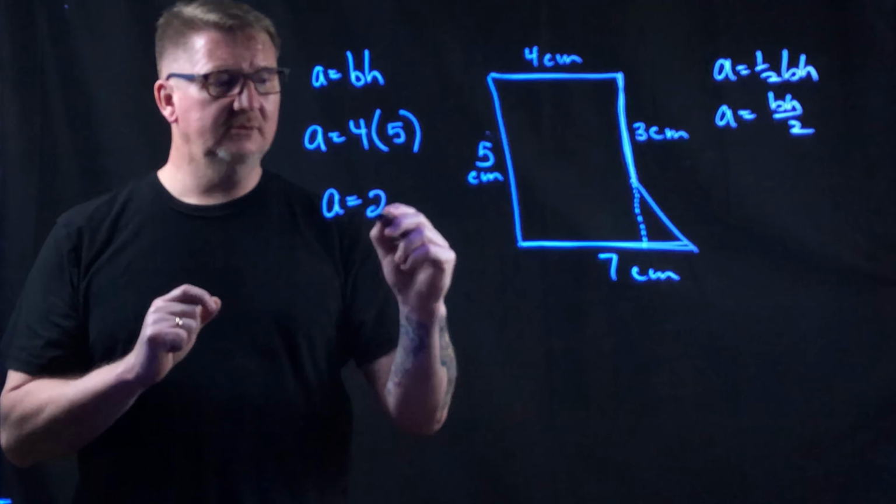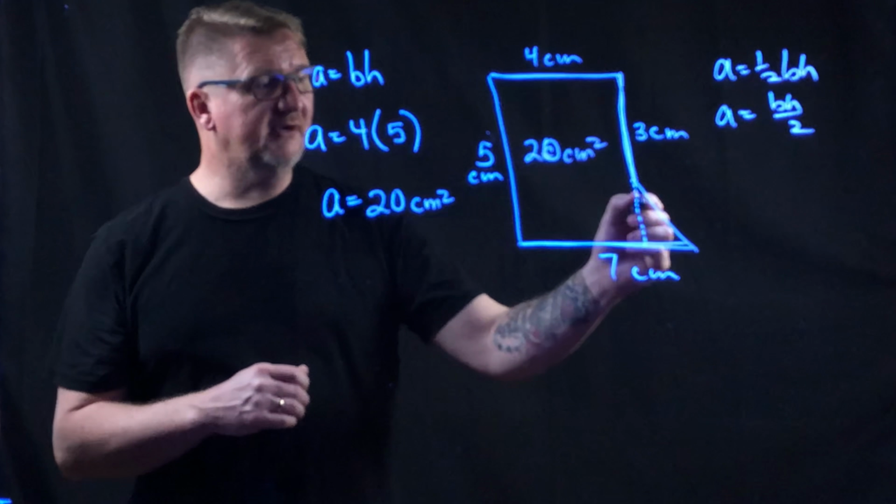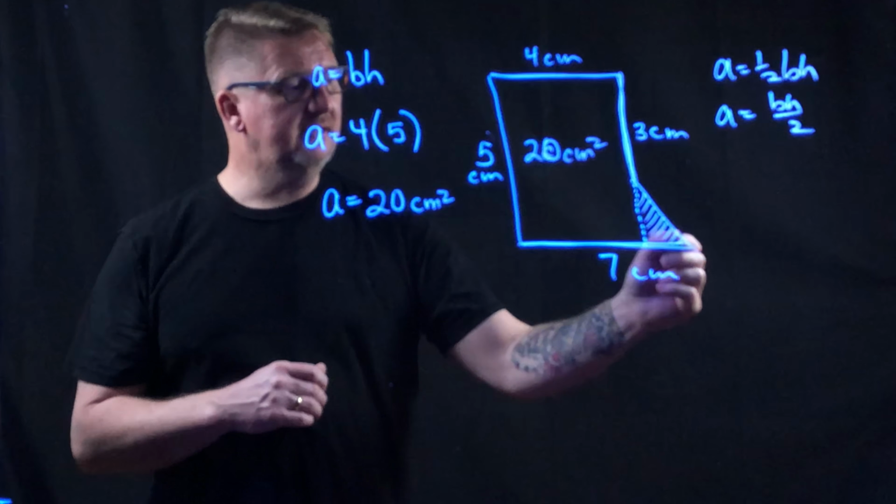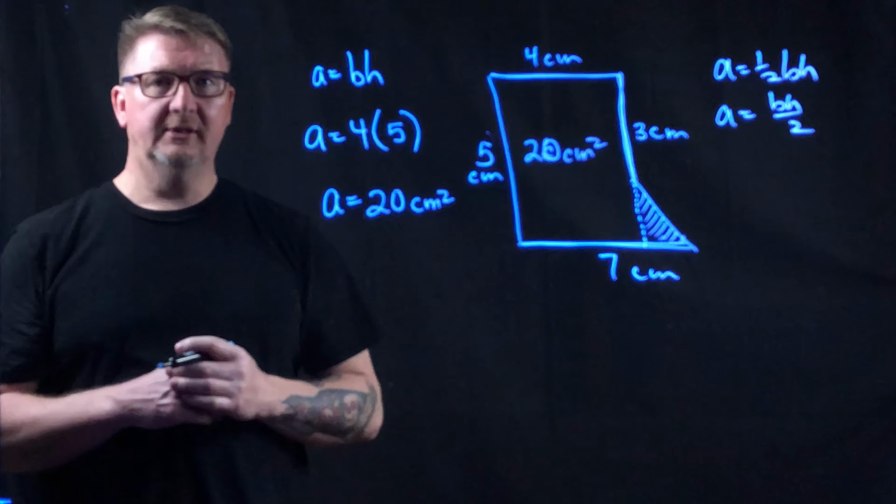So I'm not done yet. 20 centimeters squared is the rectangle. Now I need to find this little guy right there, that little triangle. So what I need to do is figure out the base of the triangle and the height. I'm going to kind of draw that right there, the height of the triangle.